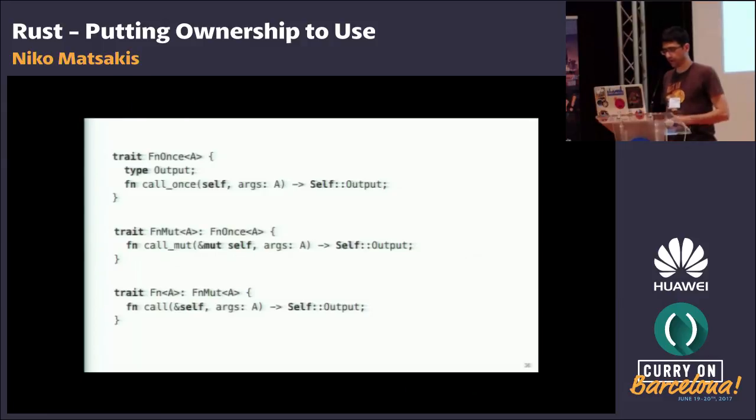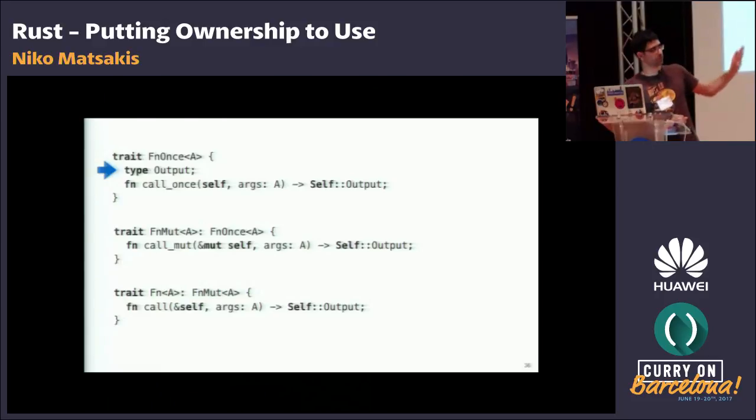But in fact, we don't have just one. This is where the ownership patterns come in again. We actually have 3 traits, depending on how you're going to call it. So for example, the base layer is a function that only gets called once, FnOnce, and it defines an output associated type. That's the return type of the function.